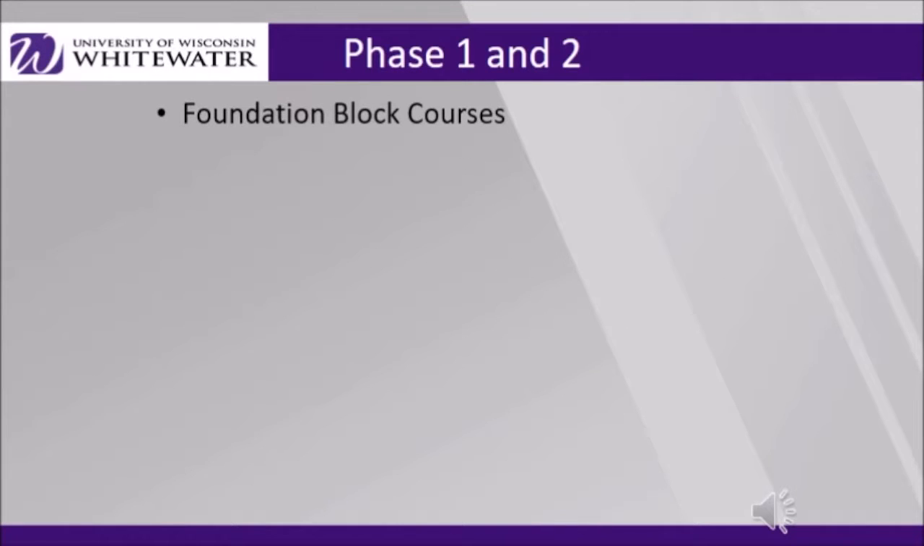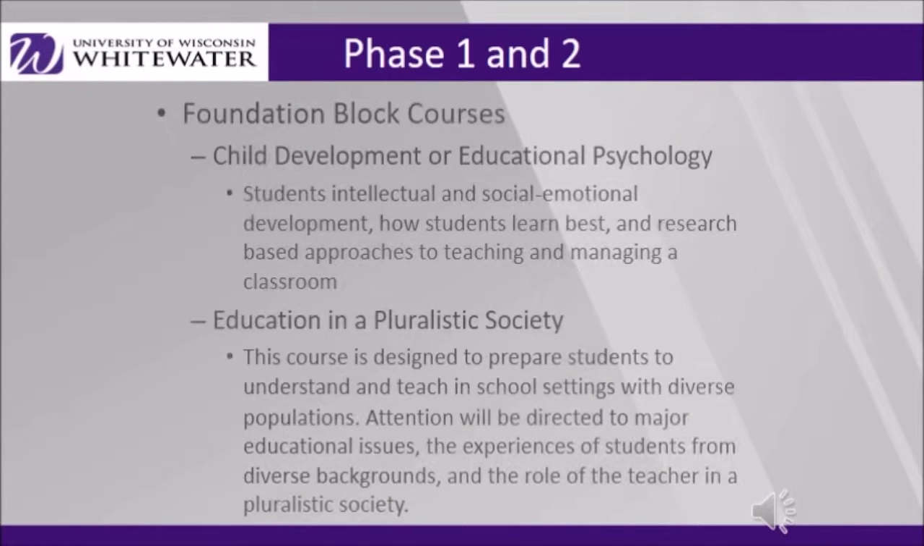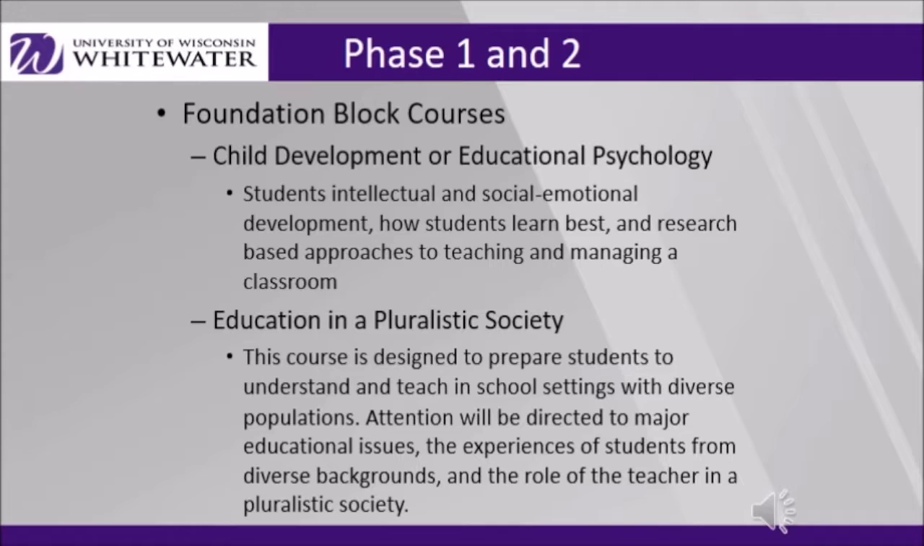The second course in your foundation block is Child Development or Educational Psychology. Students' intellectual and social emotional development, how students learn best, and research-based approaches to teaching and managing a classroom. The last class is Education in a Pluralistic Society. This course is designed to prepare students to understand and teach in school settings with diverse populations. Attention will be directed to major educational issues, the experiences of students from diverse backgrounds, and the role of the teacher in a pluralistic society.